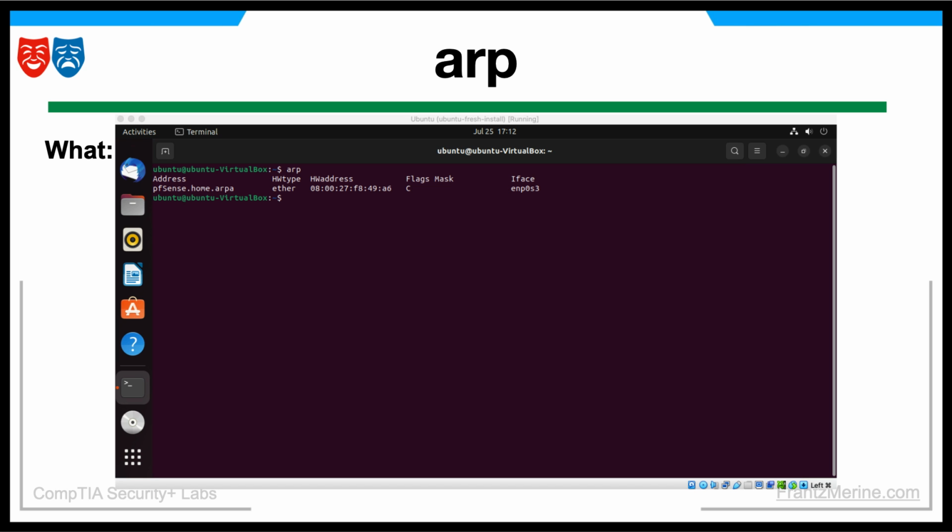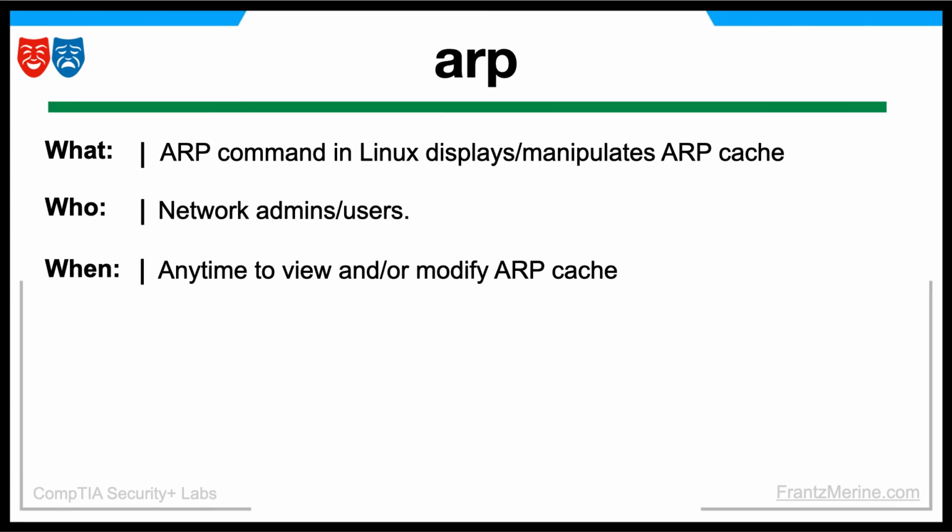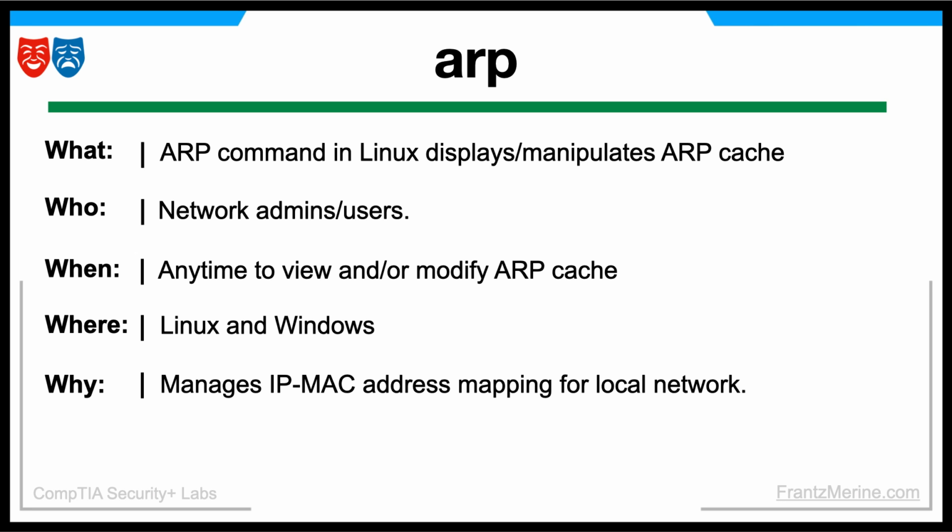So what is the Address Resolution Protocol? The ARP protocol command in Linux is a network utility used to display or manipulate the system's ARP cache. Network administrators, system administrators, or users with appropriate permissions can use the ARP command. The ARP command can be used whenever there is a need to view or modify the ARP cache on a Linux system. The ARP command is used in a Linux terminal or shell environment and also can be used on Windows too. The ARP command is used to manage the ARP cache, which is a mapping between IP addresses and MAC addresses, helping in the communication between devices on a local network.